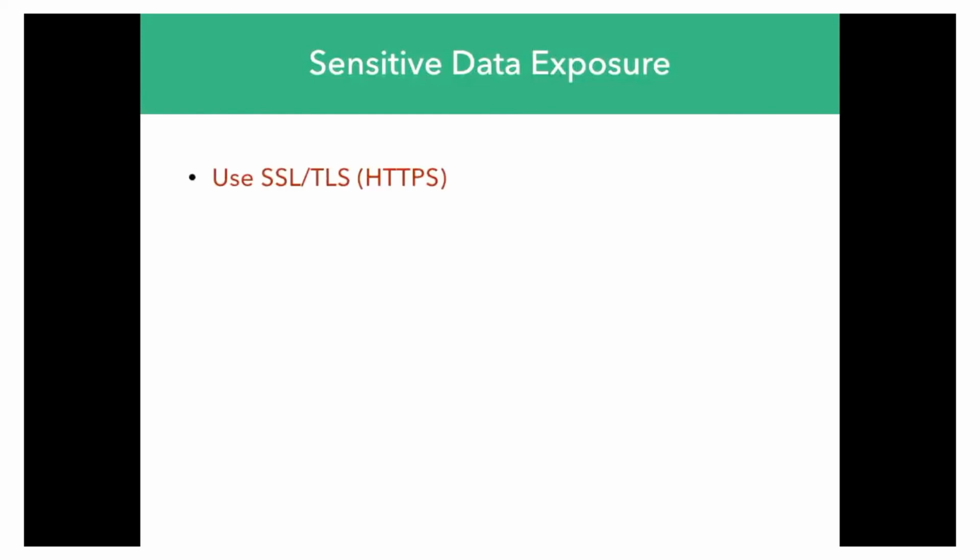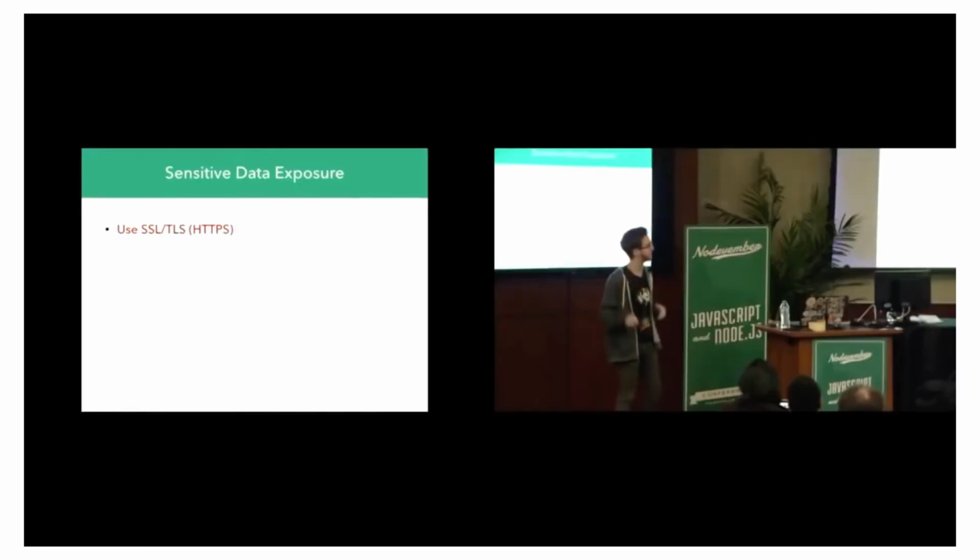Don't break users' trust. Use SSL, HTTPS. It's 2016. We should see a green shield in your browser. If we don't, please do that. Who is not using HTTPS in their production app? I mean, okay, I know you wouldn't raise your hand, but I know everyone would. Still, I mean, we have to talk more if you are.